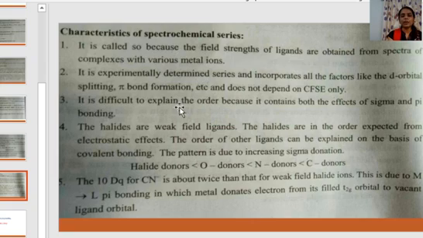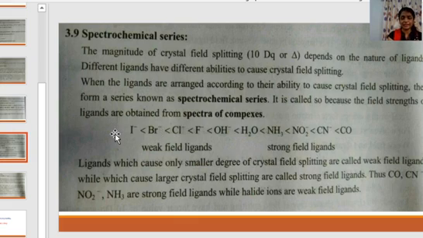It is difficult to explain the order because it contains both the effects of sigma and pi bonding. We have just seen this series. There is no specific explanation for the order of this series because a few have the sigma bond effect and a few have the pi bond effect, due to which we can't say that these are electronegative due to which they are weak field, or these are electropositive due to which they are strong field. There is no logic behind this series. No such logic can be applied.